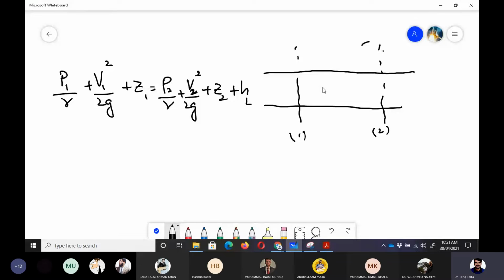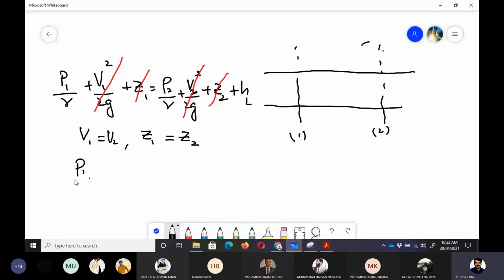Now, if we are talking about fully developed pipe flow, then we know from the continuity equation that V1 is equal to V2, and if it is a horizontal pipe, it means that there is no elevation difference, then we can say Z1 is equal to Z2. Right. So if we do the simplification here, the velocity head is the same and the elevation head is the same.